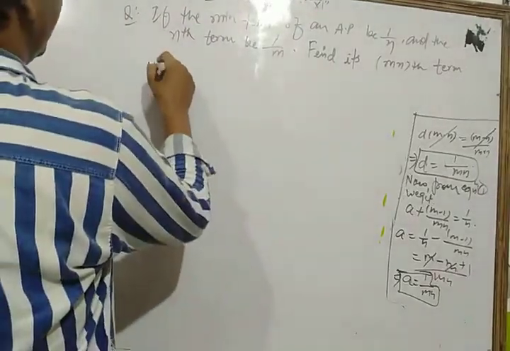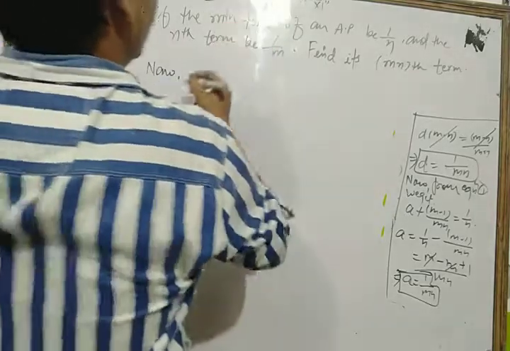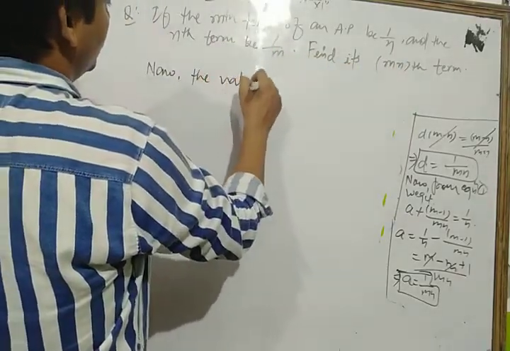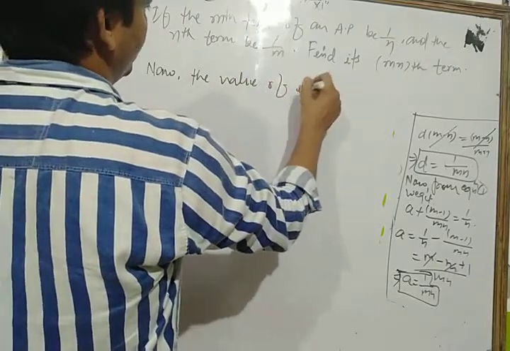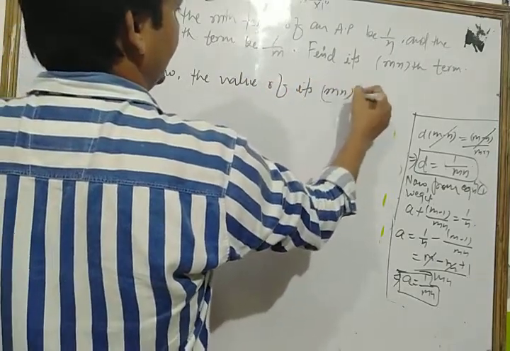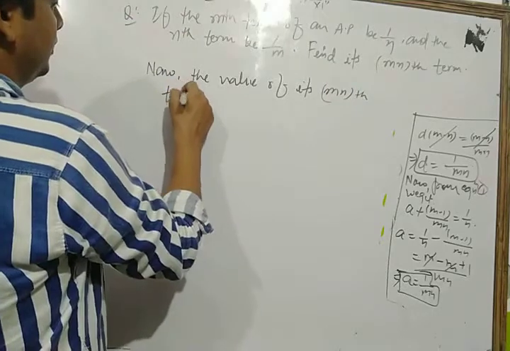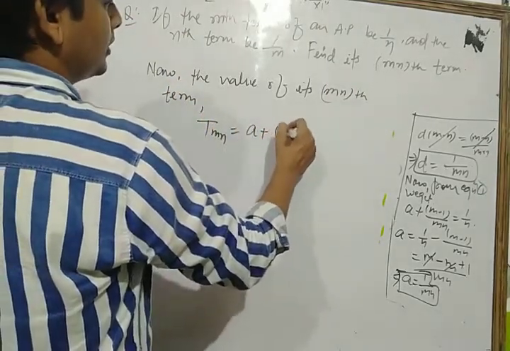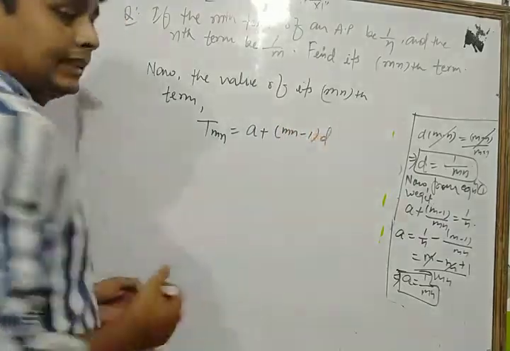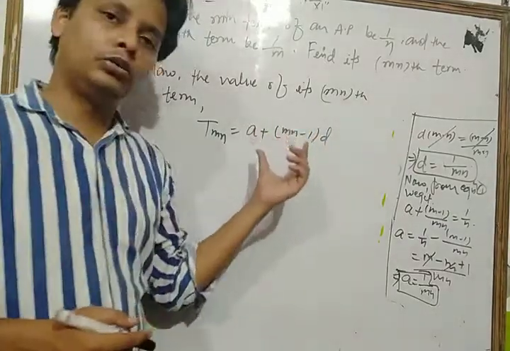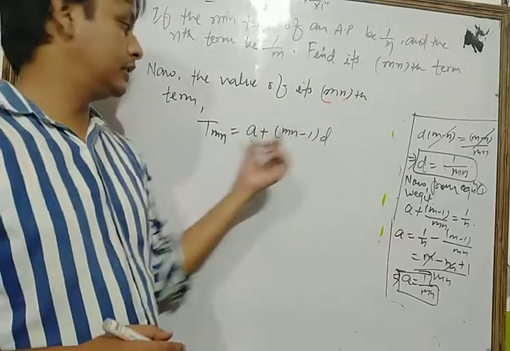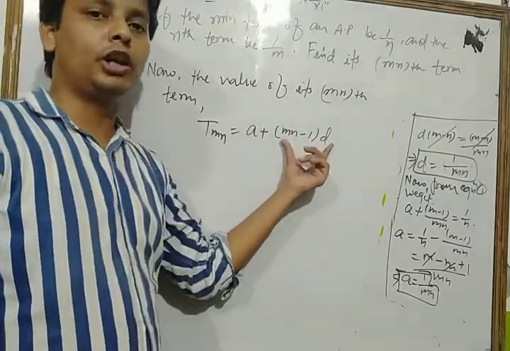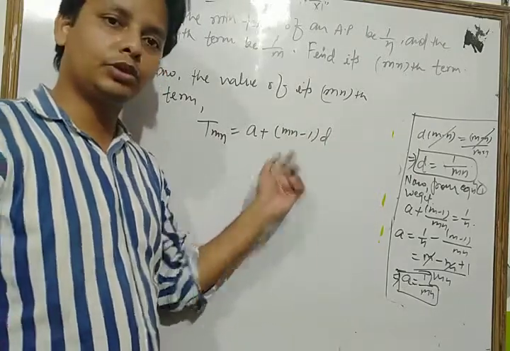Now the value of its mnth term. What does that mean? Tmn is equal to a plus (mn minus 1) into d. Now the value of its mnth term is t, means Tmn is equal to a plus (mn minus 1) into d. Now we put the value of a and d in that equation.